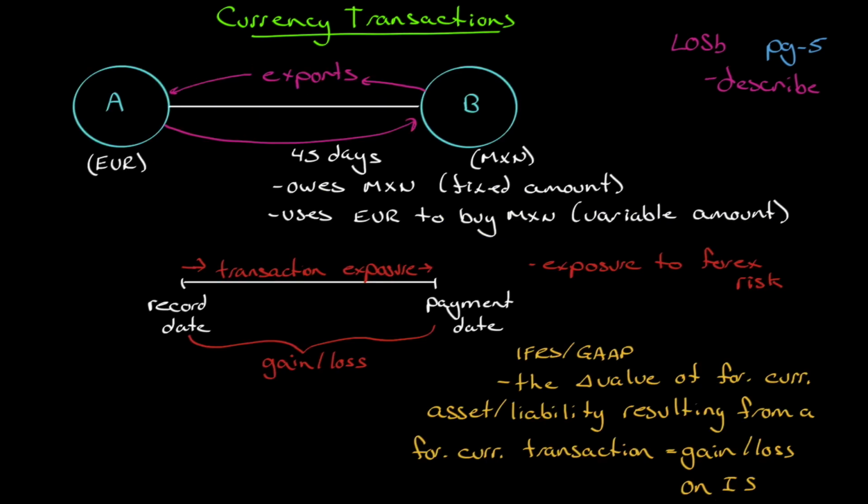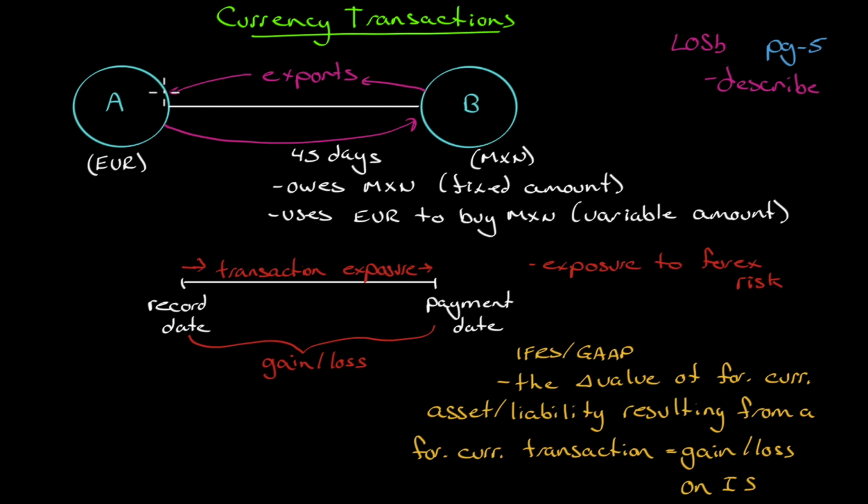Okay, so let's set up a situation between two companies. Here's company A, its functional currency is the euro. Here's company B, its functional currency is the Mexican peso. And let's say that B exports to A, and A will pay in 45 days. But A will pay a fixed amount of pesos. So it owes in Mexican pesos, but in 45 days it will use euros to buy pesos, so that becomes a variable amount. Because there might be an exchange rate today that may not exist in 45 days. It may require more euros to extinguish that debt, or it may require fewer euros to extinguish that debt.